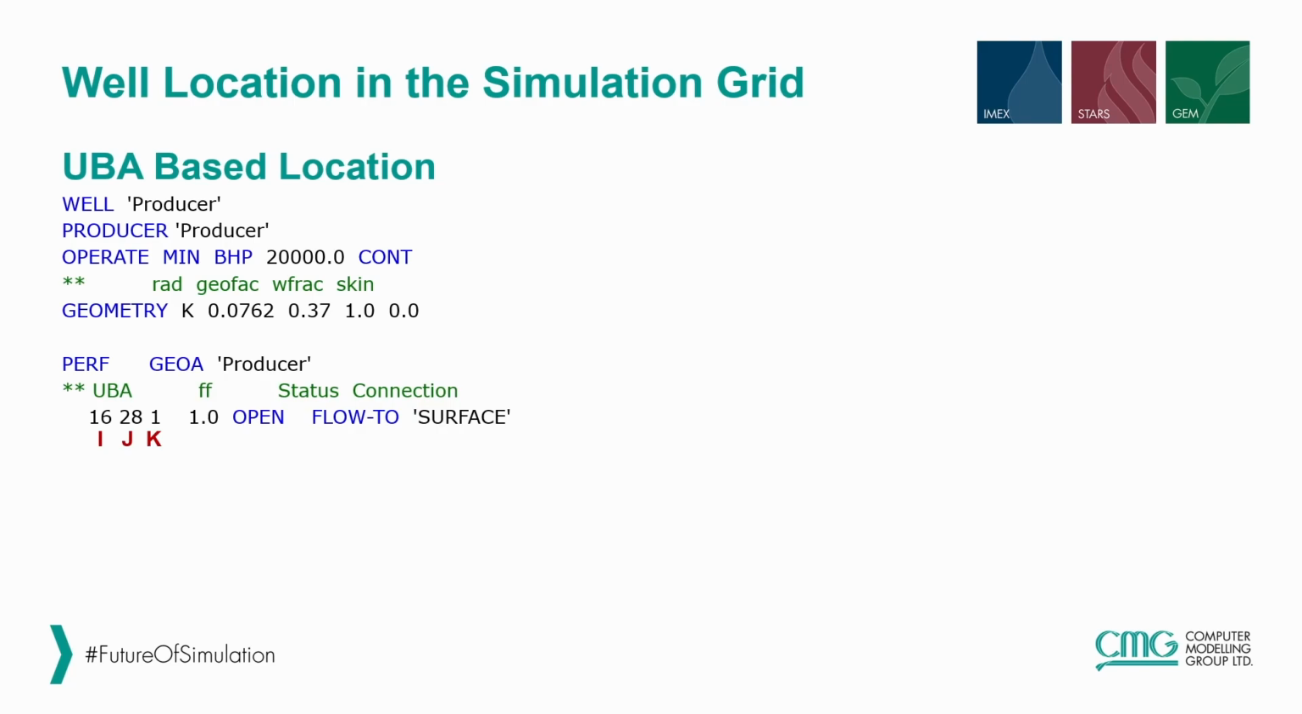The UVA starts by giving the fundamental grid block in IJK notation. For example, in this case, we have a producer well perforated in the grid block 16 in I direction, 28 in J direction, and 1 in K direction.